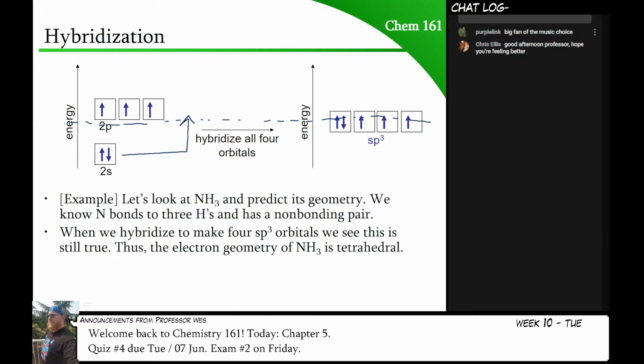So my moving this box up here is not intending to say I move it up here and it's this much energy. I'm moving it so it's level with these guys. But they all come down slightly. So I'm still going to hybridize 4 orbitals.